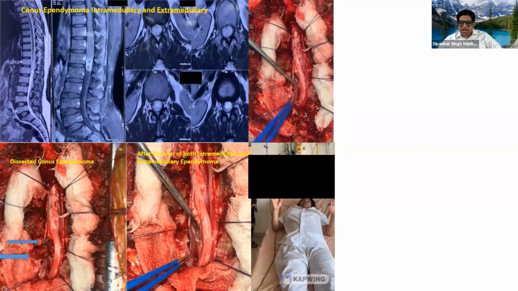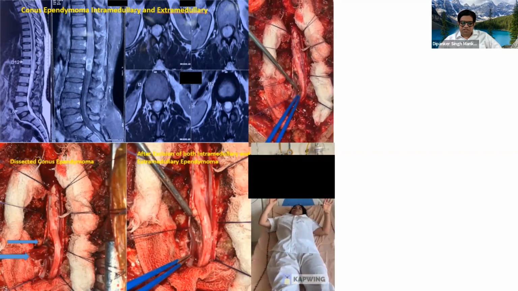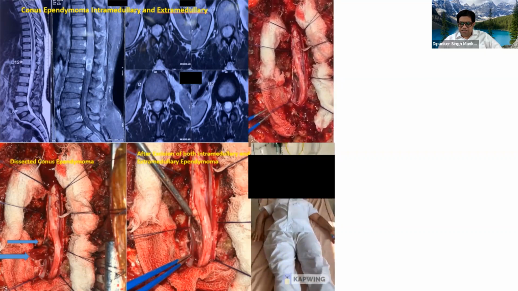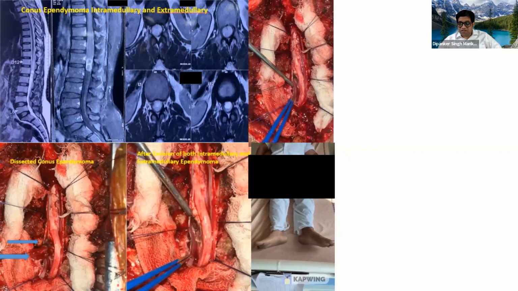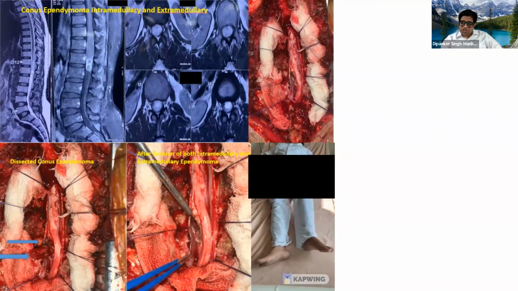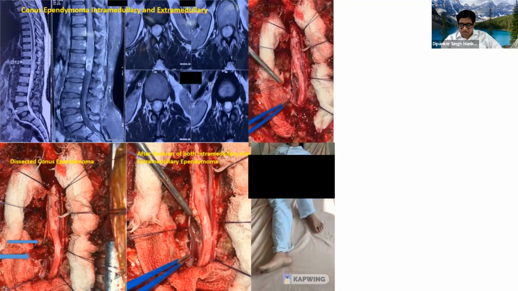This is the patient after the surgery. She was able to move all the limbs. She did not have any additional deficits. The lesion was compact, a good cleavage plane was there, and she had a good outcome after the surgery. So this tumor was small, at the level of the conus.